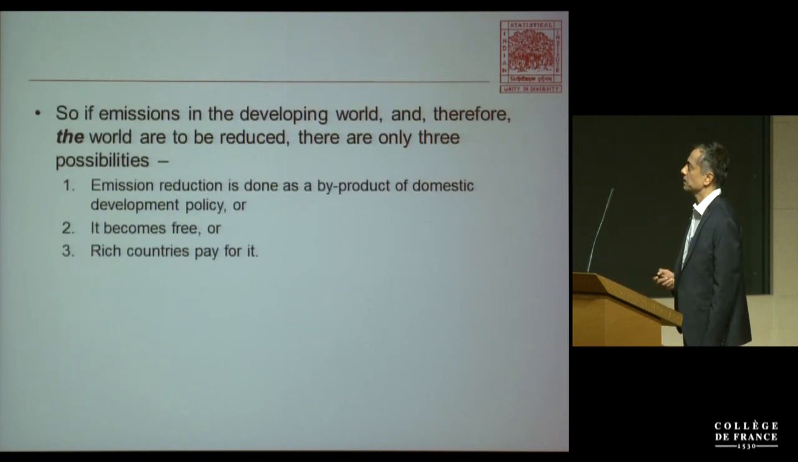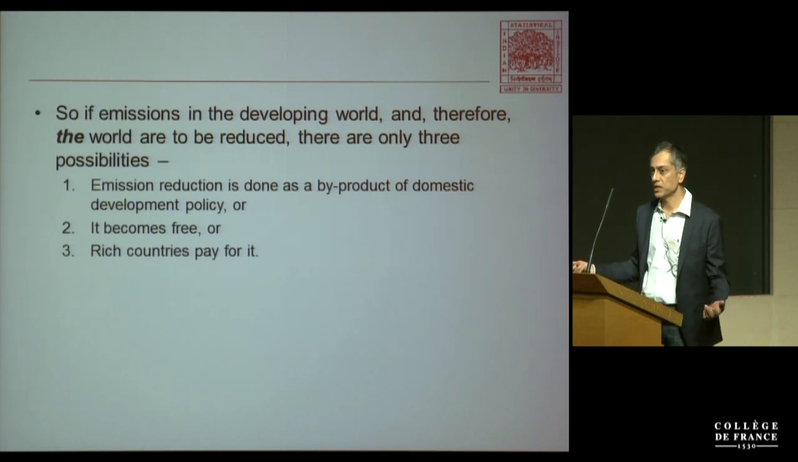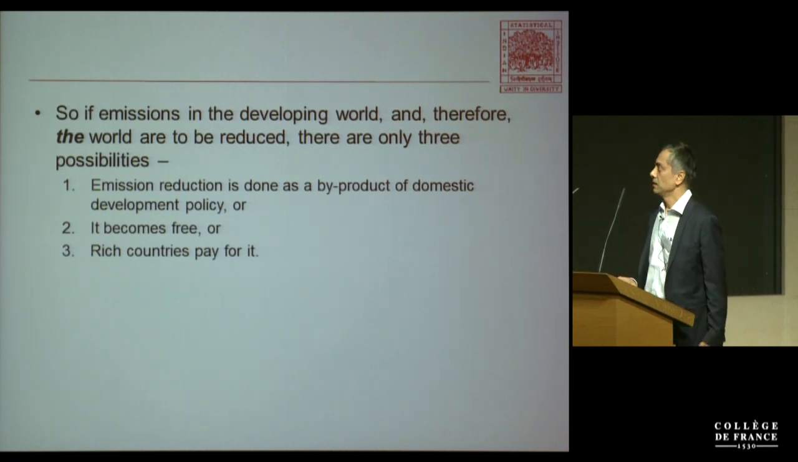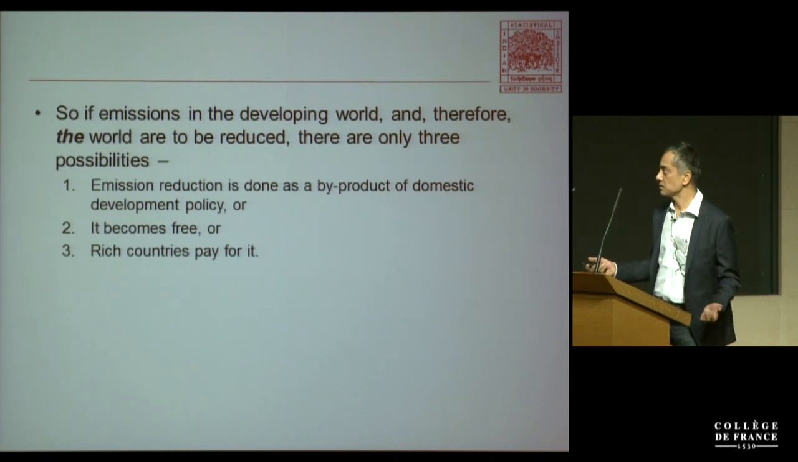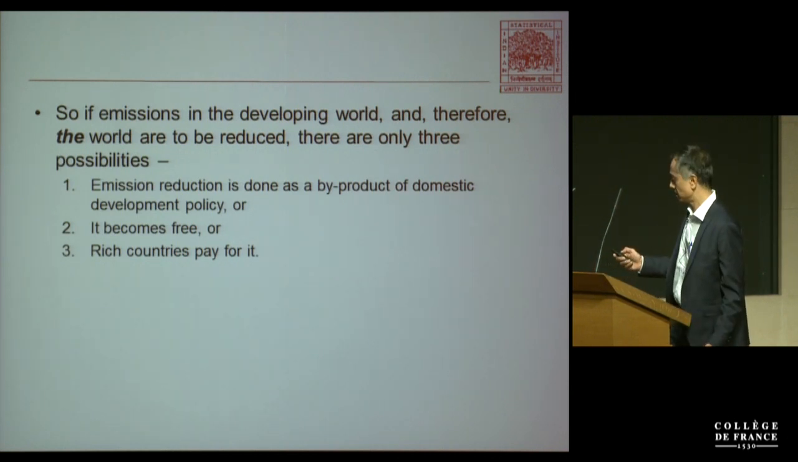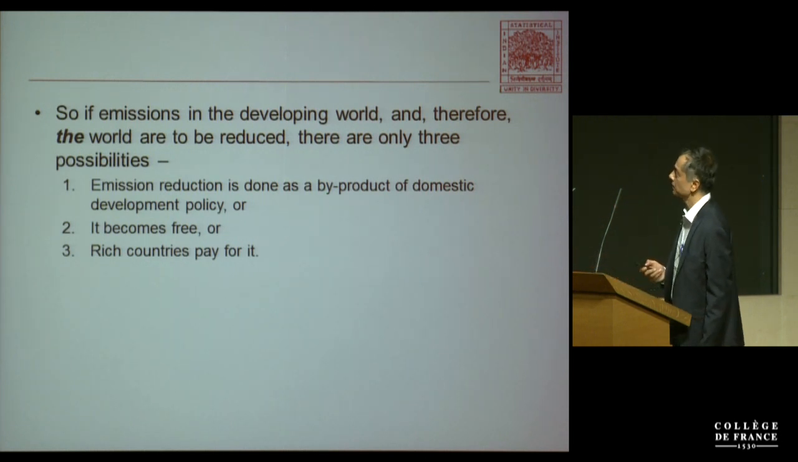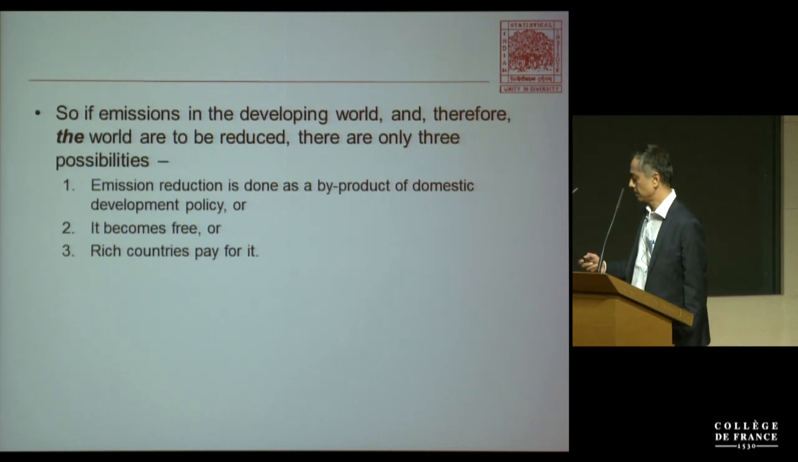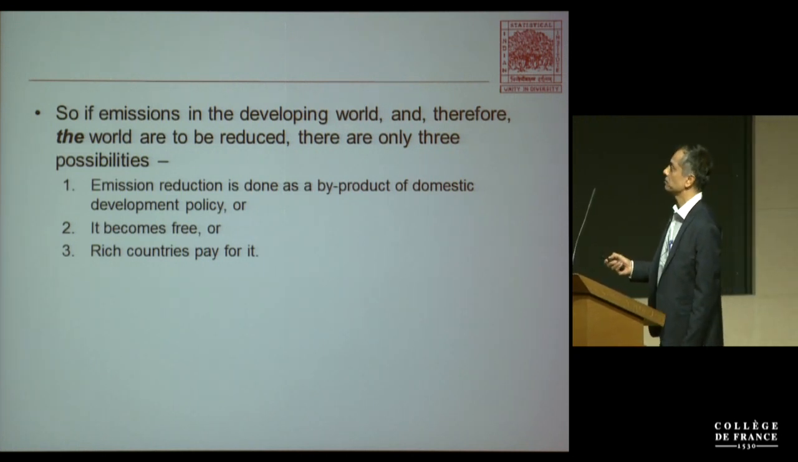Which leaves us with basically three possibilities. We do have to prevent developing world emissions from growing, and that's the only way to reduce world emissions, because it looks like there's at least some possibility of reducing developed country emissions, but that shouldn't be overwhelmed by developing country emission growth. So what are the possibilities? This doesn't leave very much.